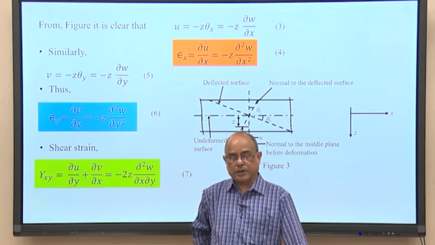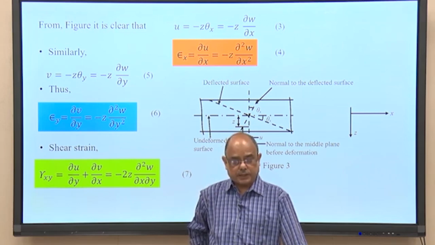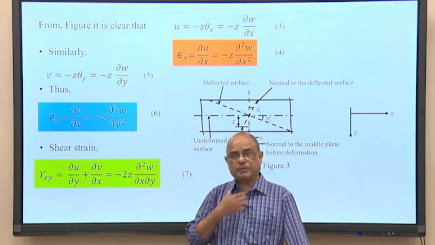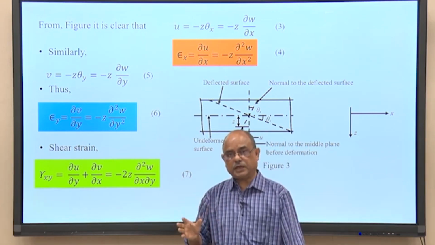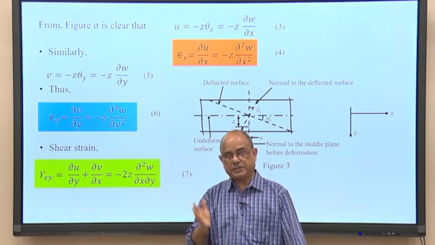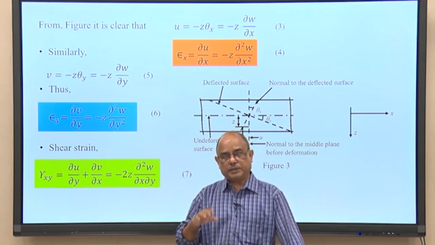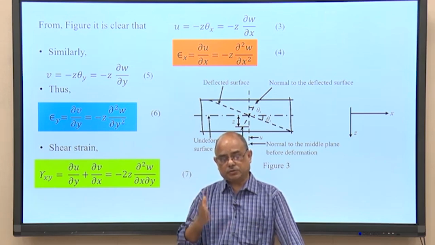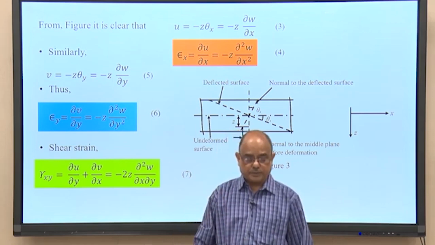So, two strain expressions we have obtained, epsilon x and epsilon y. Epsilon x is equal to del u by del x and epsilon y is equal to del v by del y, which you can see is related to the curvature, but it is multiplied with a variable z. That means, knowing the curvature, it can be seen that strain varies linearly along the depth. If we measure the vertical distance referring to the middle surface as the datum, we can show the strain variation along the depth or thickness of the plate.